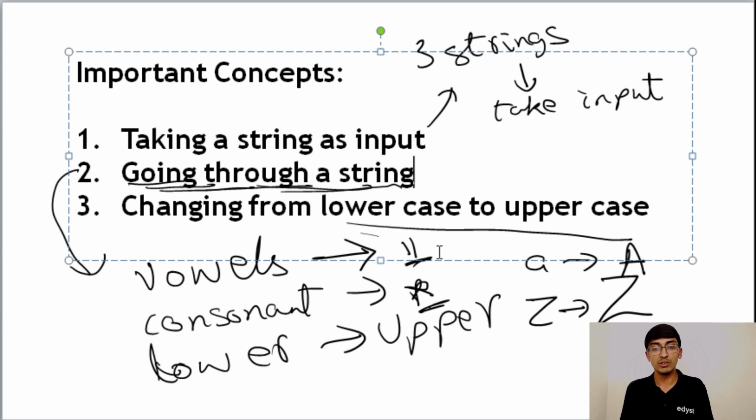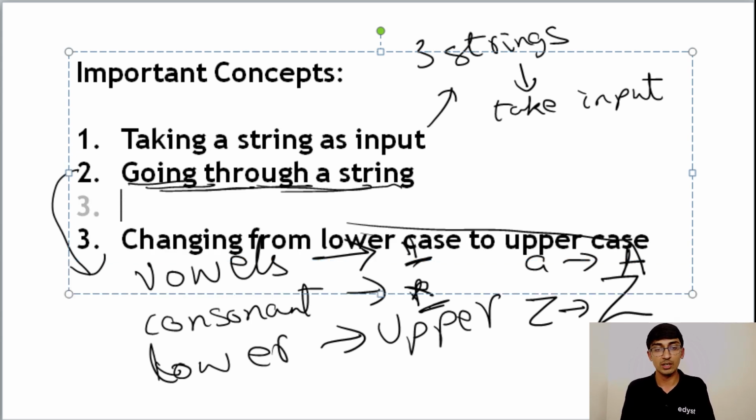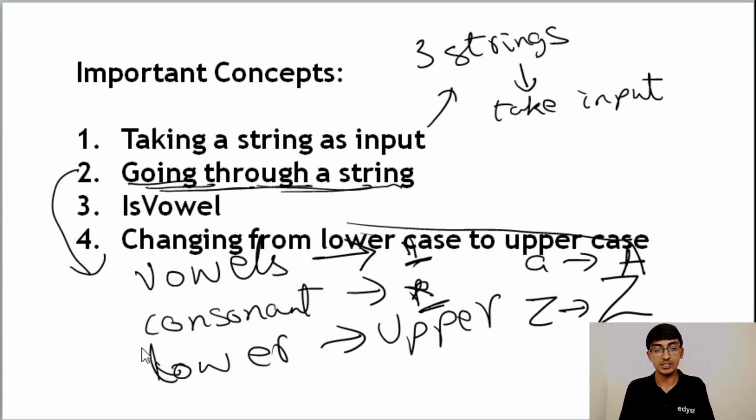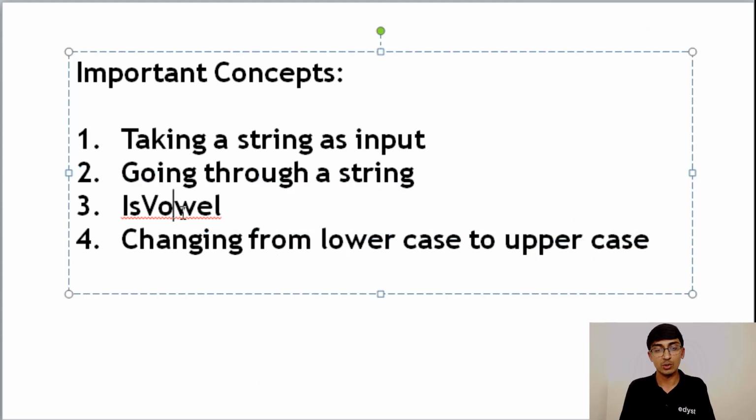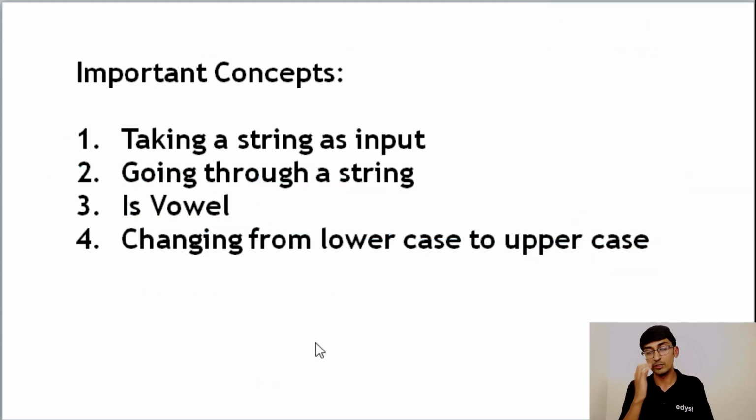Once we were going through the string, we also saw something called is vowel. That is how to check whether a particular character is a vowel or not, and we actually wrote the code for that. So, is it a vowel? We wrote the code for that, and if it's not a vowel, then it's automatically a consonant. So we understood that part.